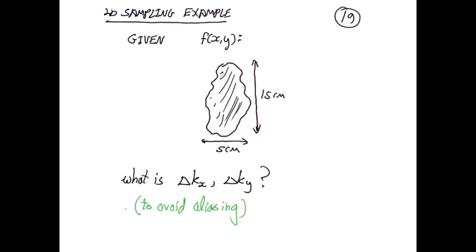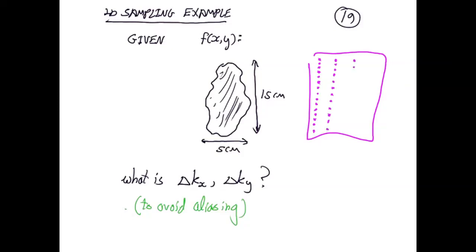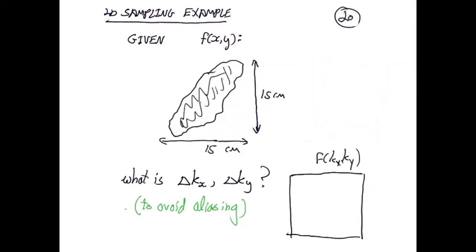Okay, so the sampling would be something like this, much more fine sampling in this axis than in the other axis. Does that make sense? Okay, so now I rotate this object and it looks like this. So now the question is, what are delta KX and delta KY? Same object, just rotated.